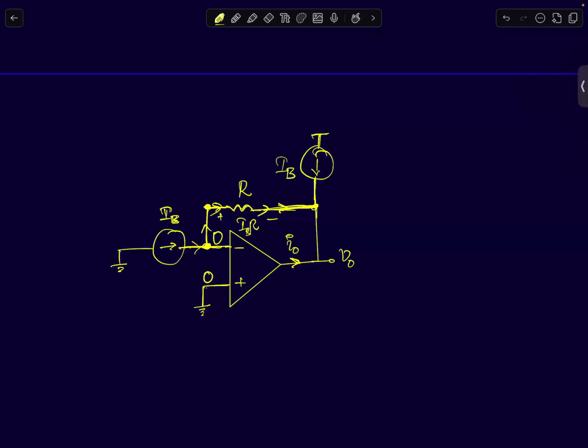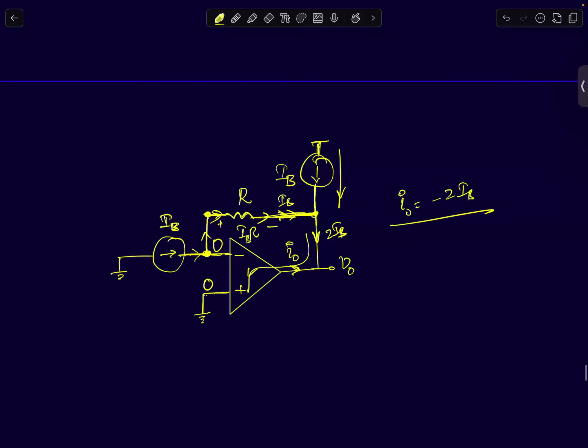So this current is IB. The current entering this node from this current source is IB. So the total current entering the op amp here will be 2 IB, and that current has to flow into the op amp. So your I naught equals minus 2 IB.